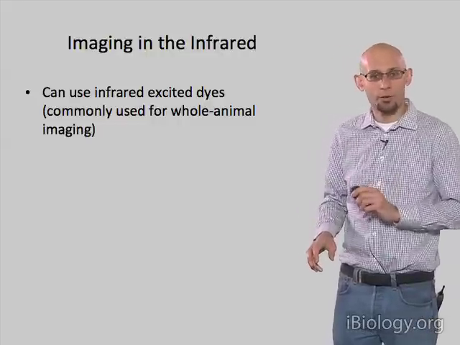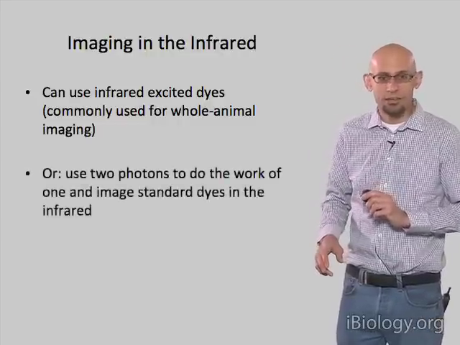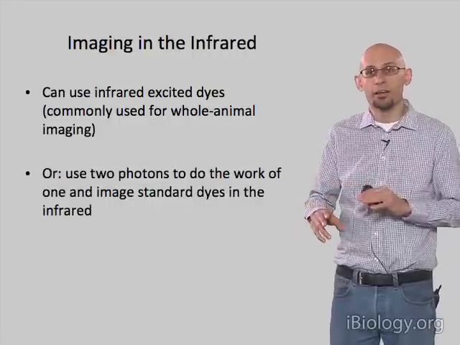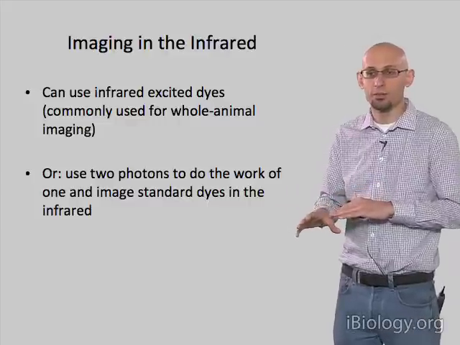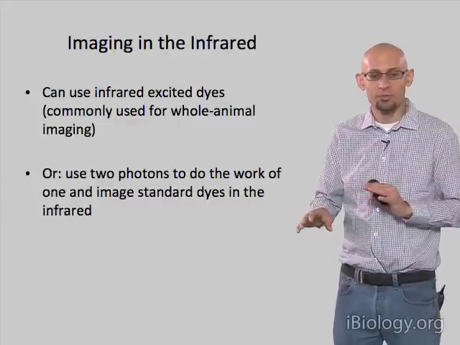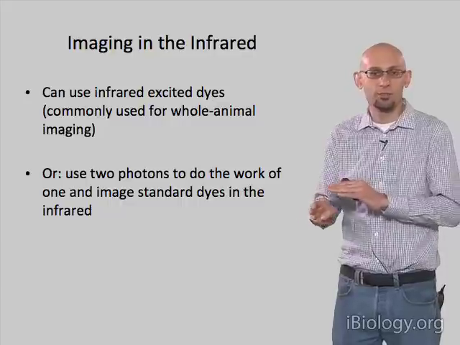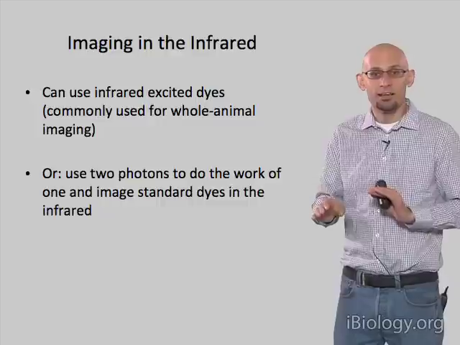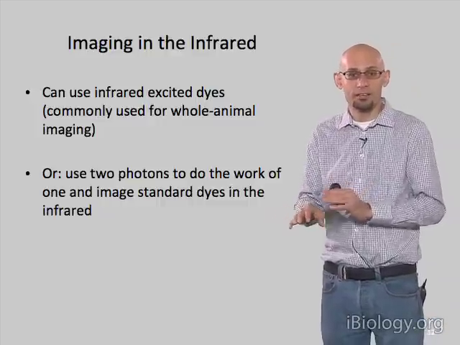The other approach, and the one I want to talk about today in detail, is an idea that you can use 2 photons to do the work of 1. And so you could take a dye that's normally excited in the green, say, and now image using 2 photons at twice the wavelength, so 2 infrared photons, and use that to excite this green dye. And now you can use your standard dyes, but excite them in the infrared.